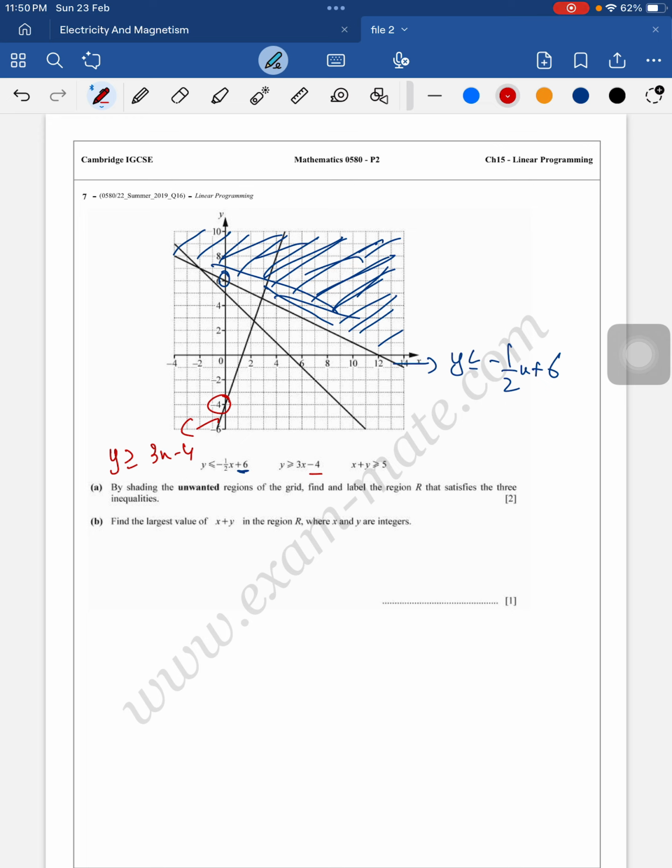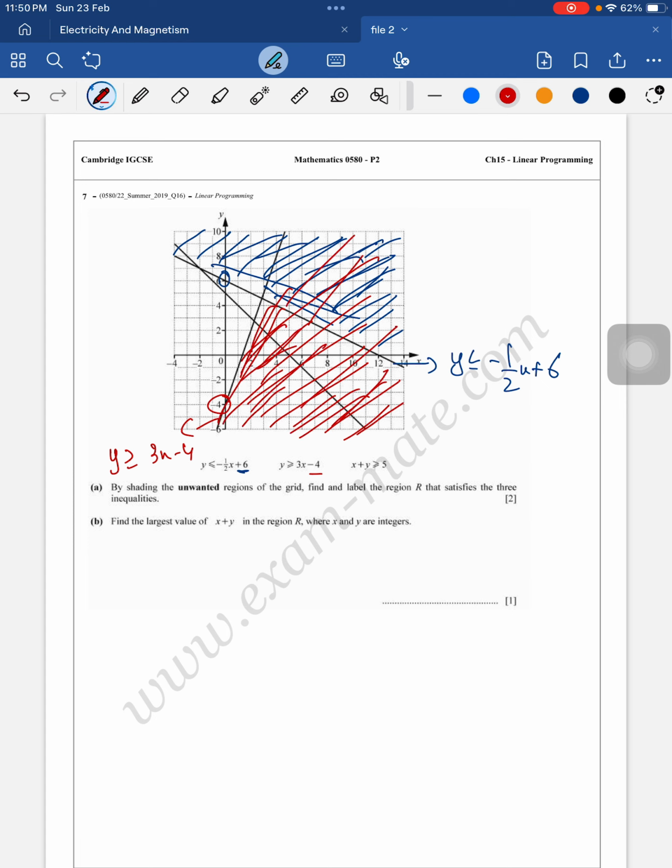Now here greater than is basically the part behind this. This is the greater than part, right? I will be shading the less than part. The less than part is basically this. I hope that's clear to everyone.